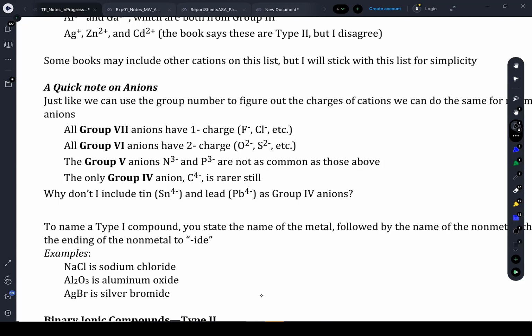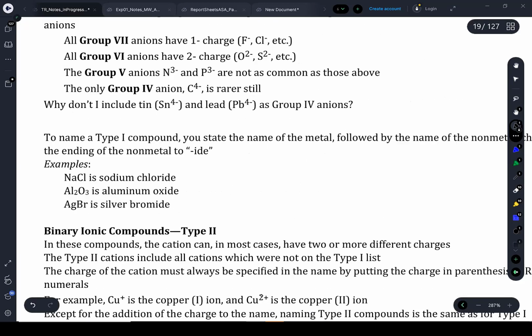Nitrogen is much rarer, but if it ever forms an ion, it's going to be -3. And same thing with phosphorus, phosphide, it's going to be -3. And group 4 is exceedingly rare. C4- would be carbide. Yeah.